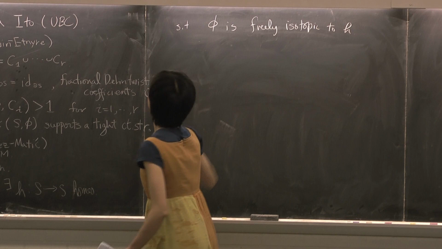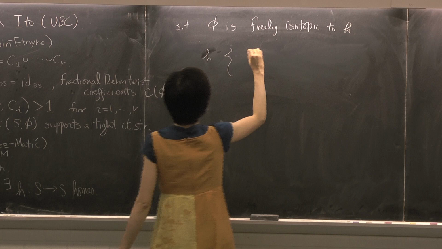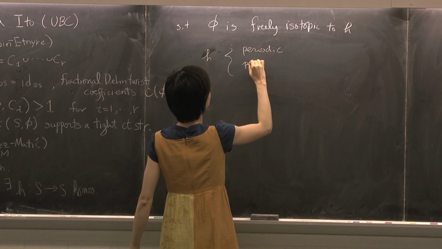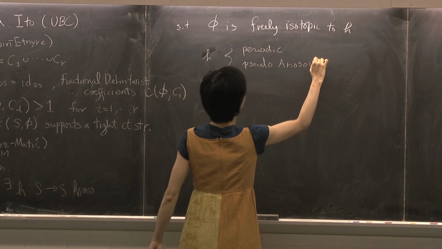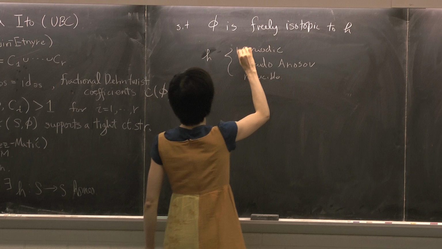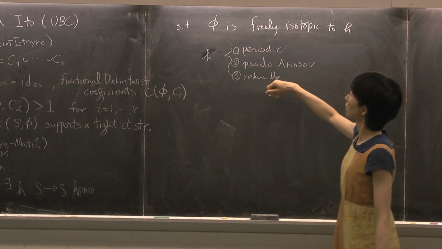And h falls into three types. h is either periodic, or pseudo-Anosov, or reducible. So 1, 2, 3. And for each case, for case 1 and 2, the definitions of the Dehn twist coefficients are different.